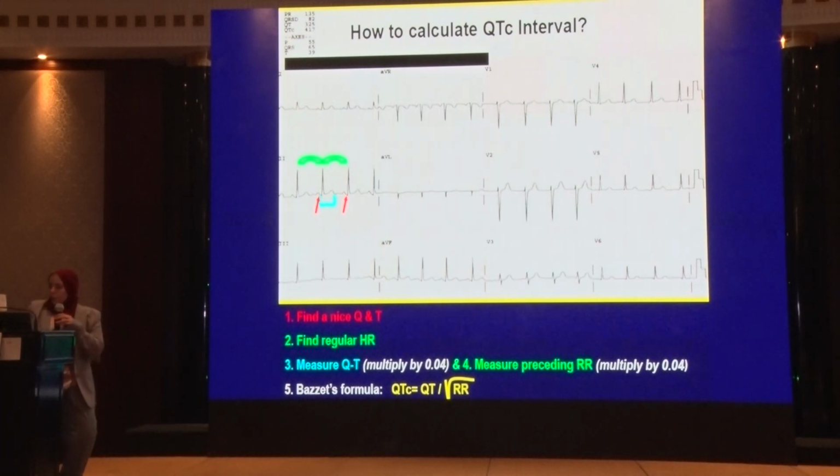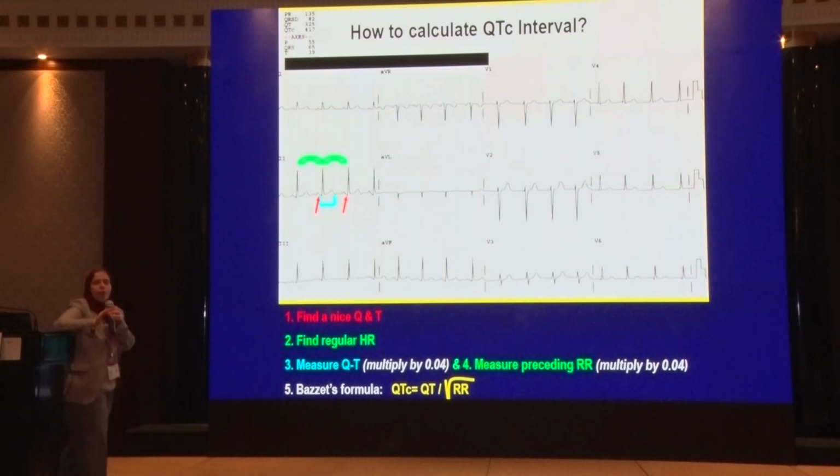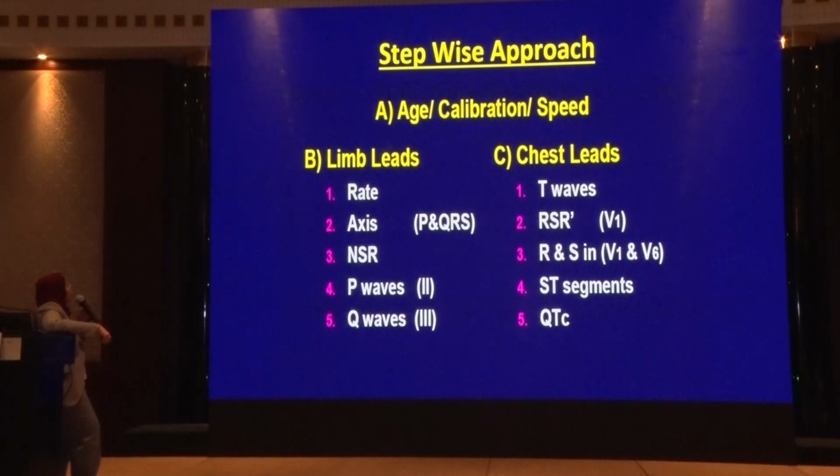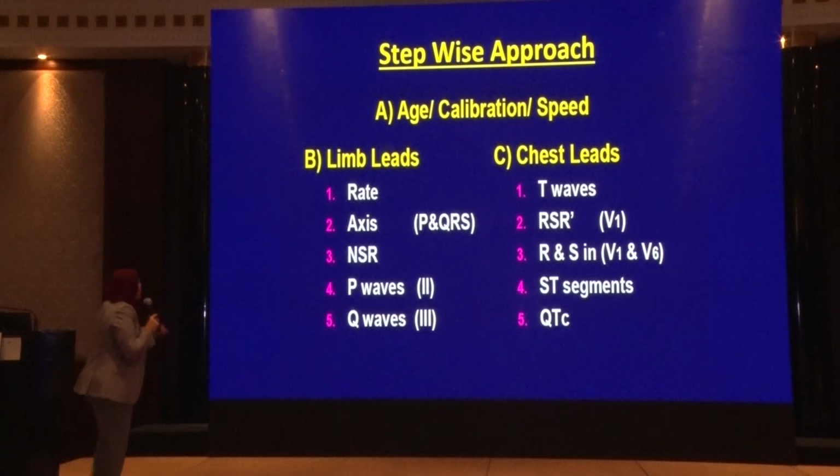Here also you will find the normal. You should refer also to the normal for the age for the corrected QT interval, but always remember that for the corrected QT interval, we don't like to accept anything above 470 milliseconds. Okay, so this summarizes all what we have said till now.